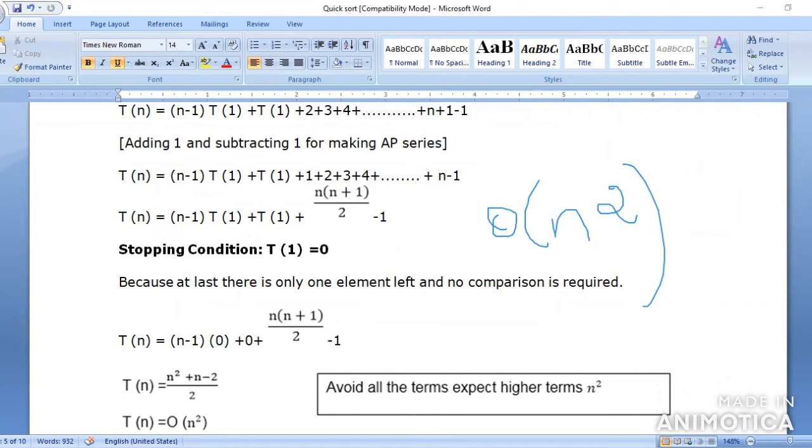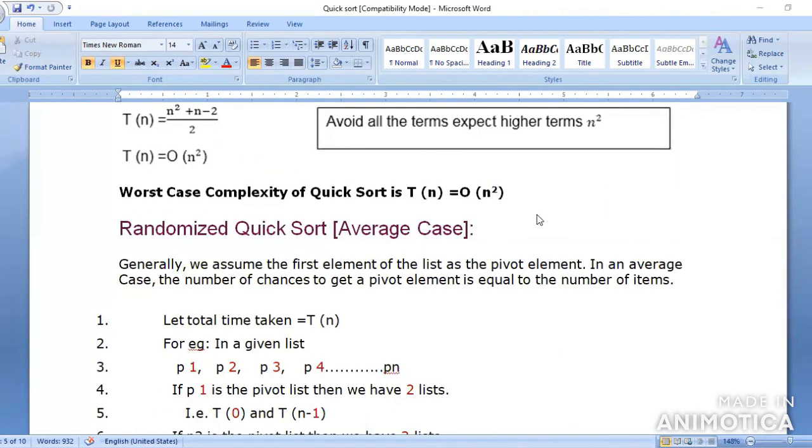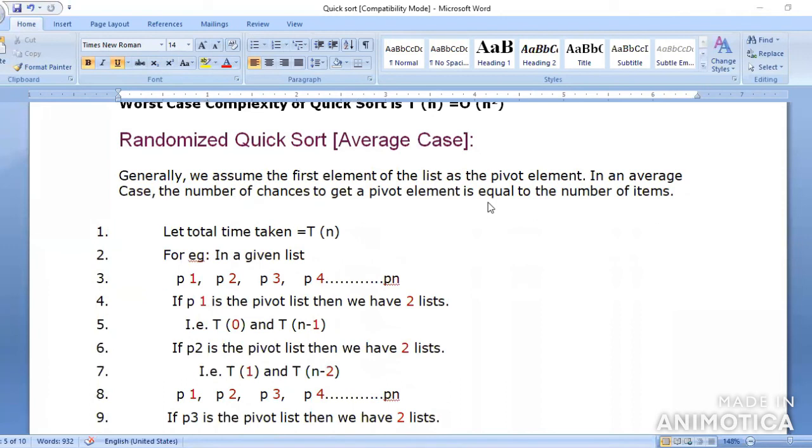Okay, this is for the worst case complexity. In worst case complexity, we calculate for the quick sort algorithm n square. What about the best case and average case complexity? What is the average case and best case? Generally we assume the first element is the pivot element. You choose the pivot so that the left side is always lesser than the pivot element and the right side is always greater than the pivot element. So you have a number of chances to get a pivot element equal to the number of items.